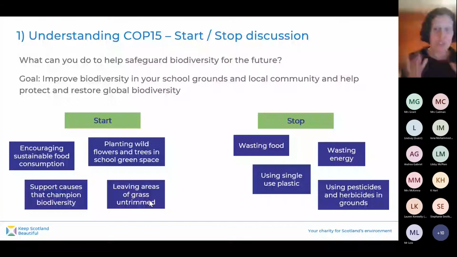And another good one for learning is to actually talk about why. Why does doing a litter pick help with biodiversity? Why does reducing single-use plastic help with biodiversity? Really good to actually have those conversations as well.